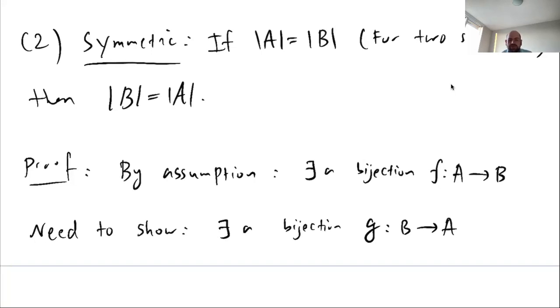What do you think g would be? Of course, it has to be something related to f, right? Because remember, we have absolutely no idea what A and B are, what type of sets they are. It could be anything. Therefore, we cannot construct an explicit function because we don't know what A and B are. But we just know that there is a bijection f from A to B. So using this assumption, I want to construct a bijection g from B to A. What do you think that g could be defined as?